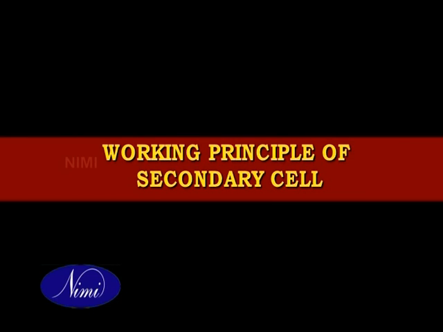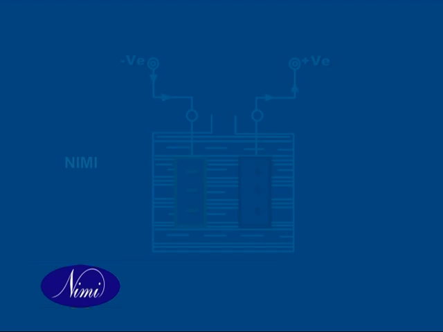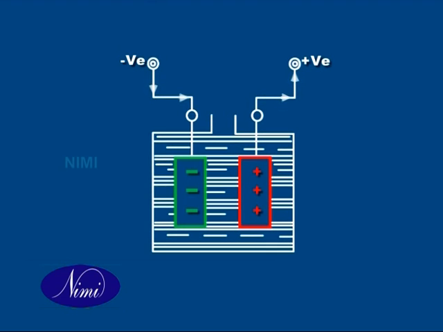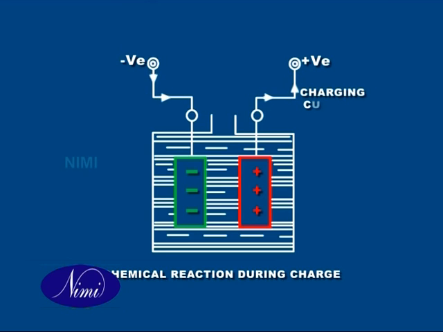Working principle of secondary cell. The secondary cell has no significant electrochemical energy at the start. The energy must first be supplied to the secondary cell. Then the cell retains the stored energy until it is used up. In this case, both the electrodes are basically lead sulfate. The cell is charged as a result of the chemical reaction that takes place in it.